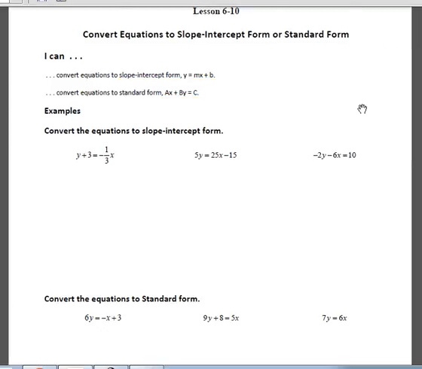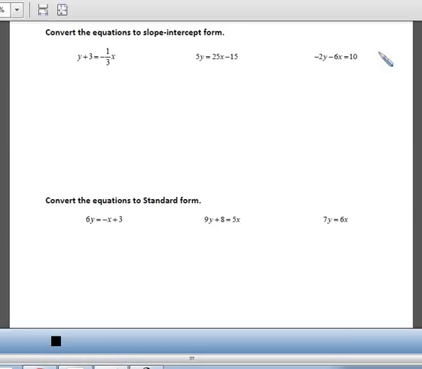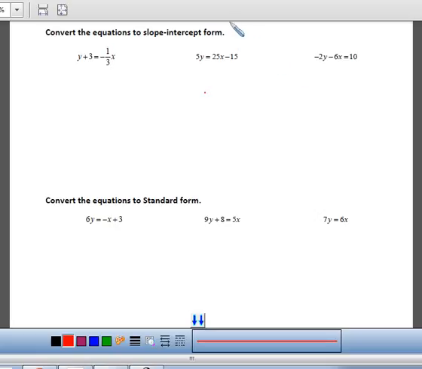Alright, so let's go ahead and take a look at some of the examples. The first group, we're going to convert the equations to slope-intercept form. So, just so we're aware of what we're trying to accomplish, write down y equals mx plus b. The key here is we want to isolate y. We want to get y all by itself, and everything else needs to be on the other side of the equal sign. Even if there isn't a slope or a y-intercept, we want to get everything over here so that y is by itself.